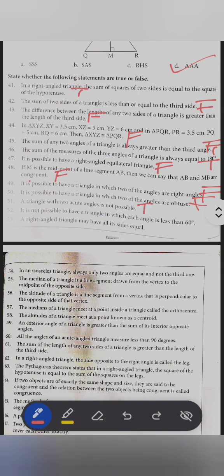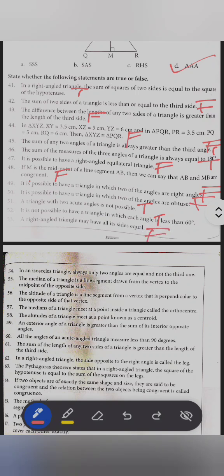Okay. Next, it is not possible to have a triangle in which each angle is less than 60 degrees. Yes, that is correct. It is not possible. So this statement is true. A right angle triangle may have all its sides equal. How is it? If all the sides are equal, then that triangle is known as the equilateral triangle whose each angle will be 60 degree, not 90 degree. So this statement is false.